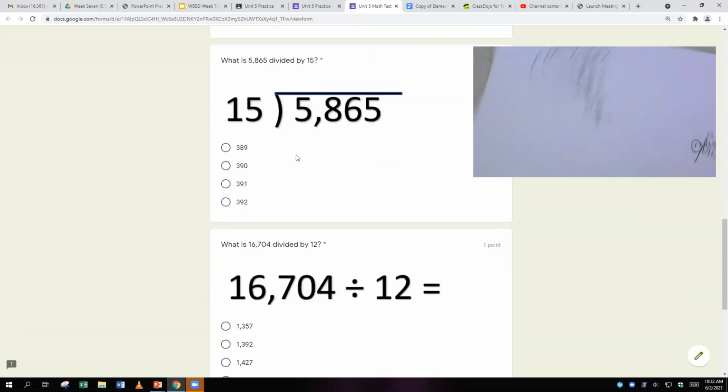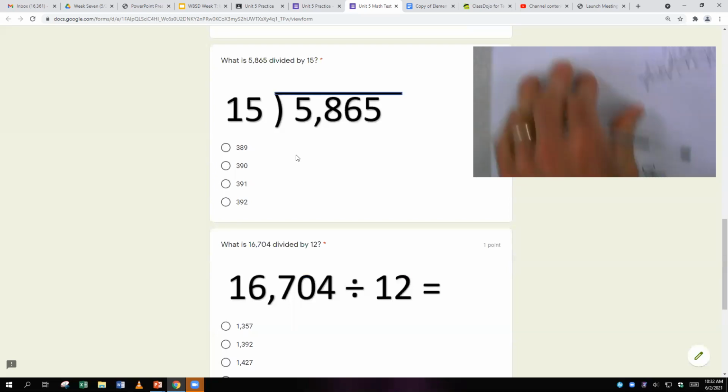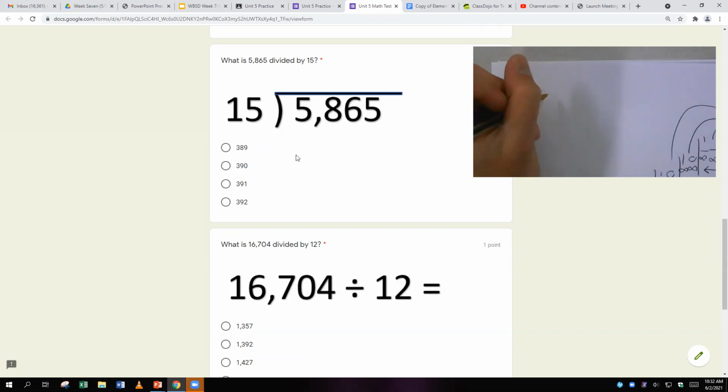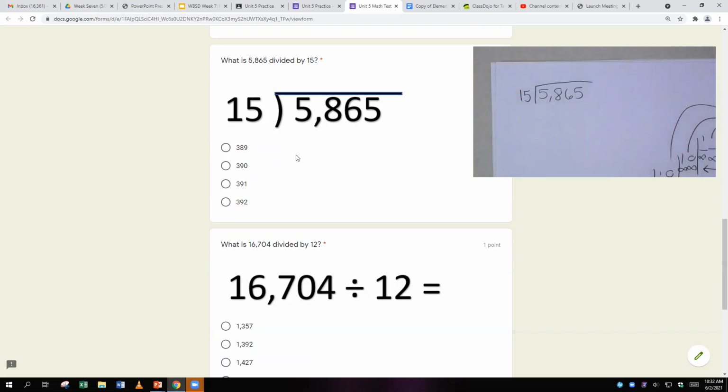Now, this is where life gets a little bit more complicated. Let me adjust my camera here so I get a little bit more room. Okay, here we go. We have 5,865, and we are going to pull away groups of 15. Why is this nasty and difficult? Because I never memorized my 15 facts, right? I can go 15, 30, 45, 60, and then my brain's like, I don't remember after that. So we're going to go like this. We're making groups of 15.